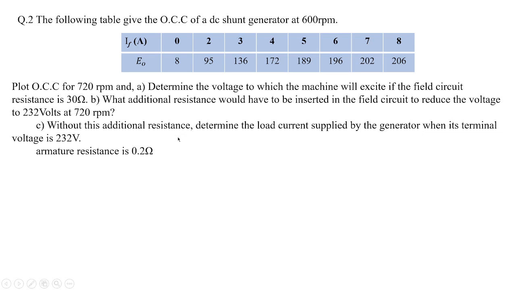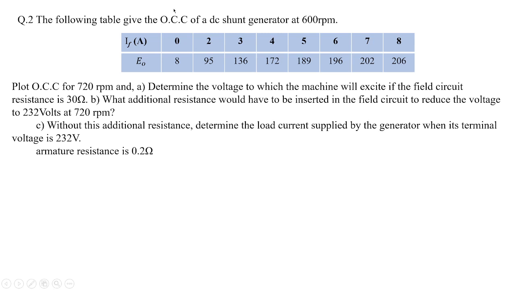Without this additional resistance, determine the load current supplied by the generator when its terminal voltage is 232 volts. Okay, we need to find out the additional resistance. We need to find out the total load current without the additional resistance, and the armature resistance value is given as 0.2 ohms.